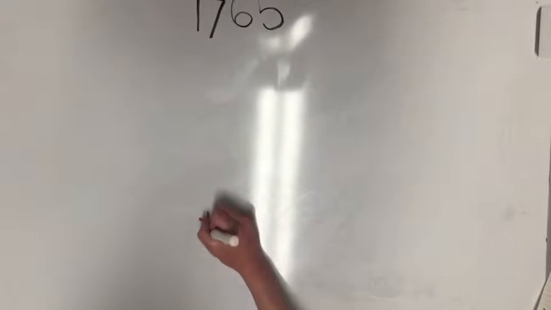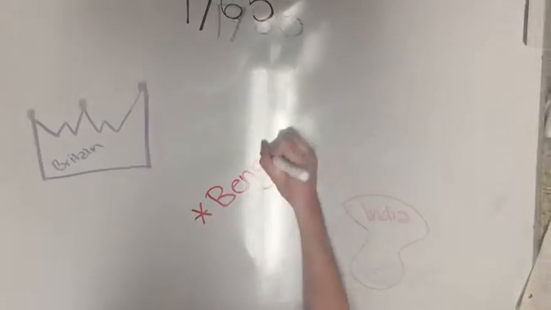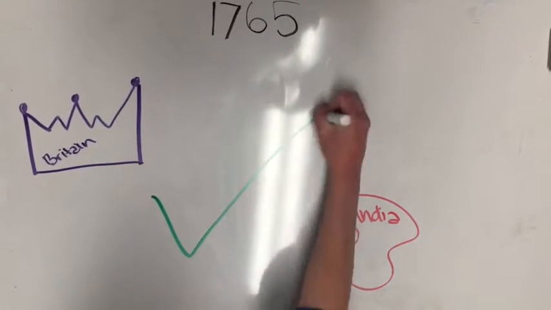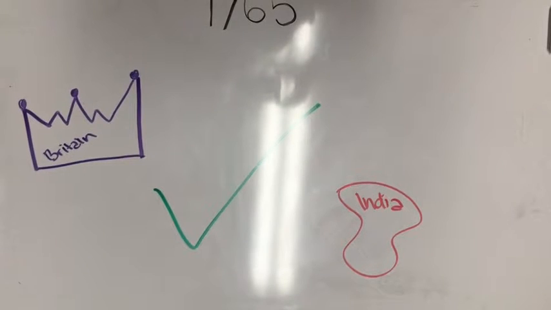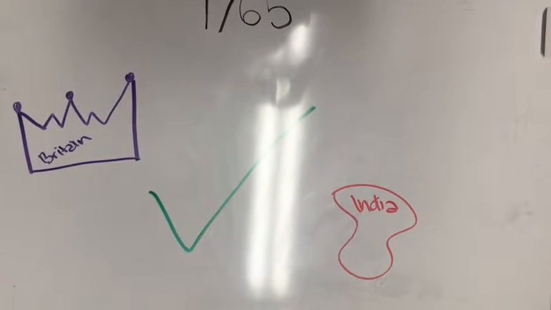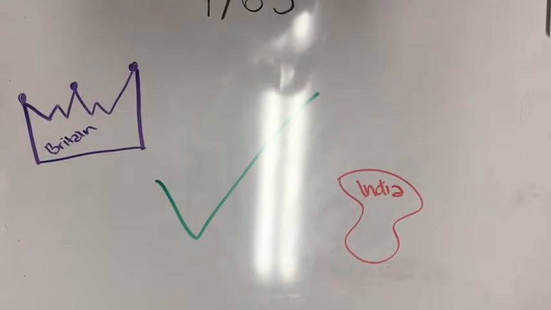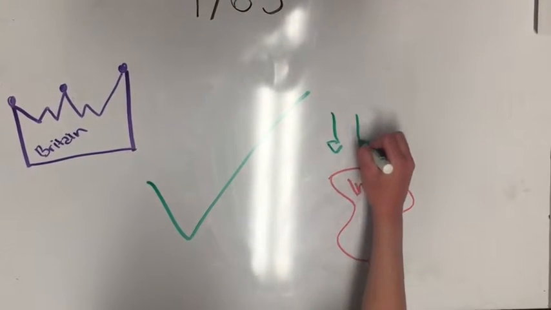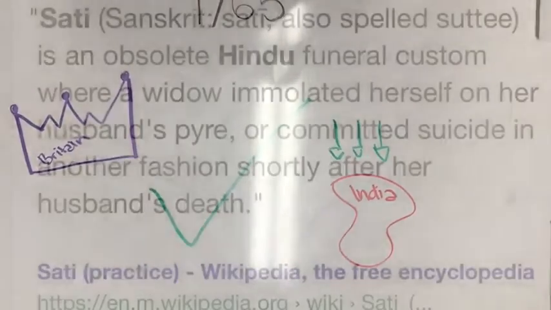By 1765, the company had completely taken over Bengal. The British justified their cruel actions by saying that the Indians had to be civilized. They then began banning certain traditions like sati. They did this to assimilate the Indians and therefore continue to take over their country and control all of their trade.